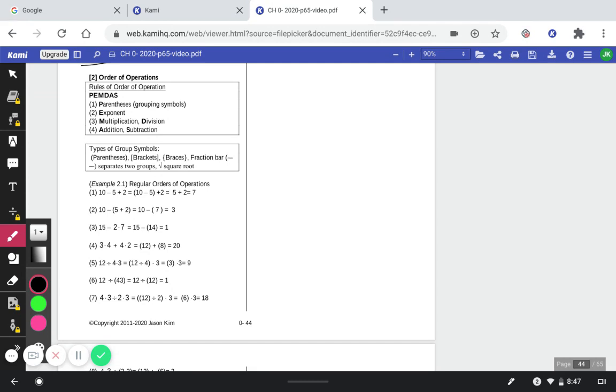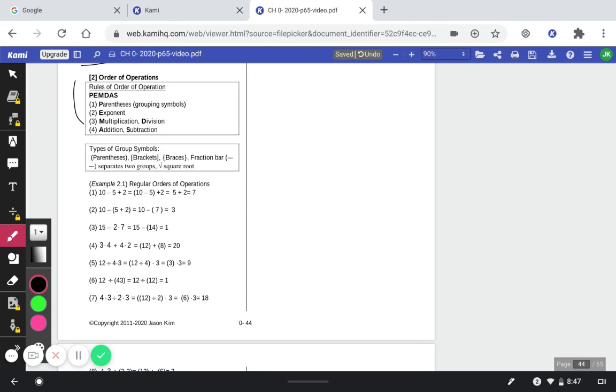Now this time we're going to talk about the order of operations. The rules of order of operations is PEMDAS. I'm sure that most of you remember this: Please Excuse My Dear Aunt Sally. So even though they read as PEMDAS, they actually consist of 4 different levels of order.